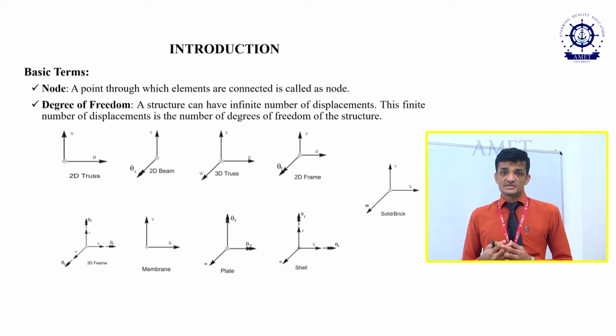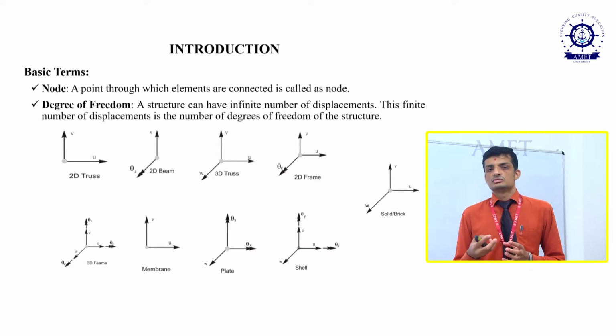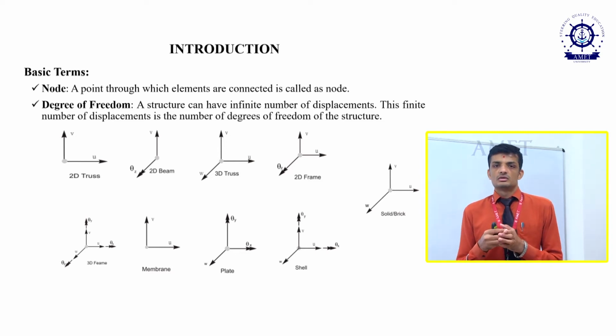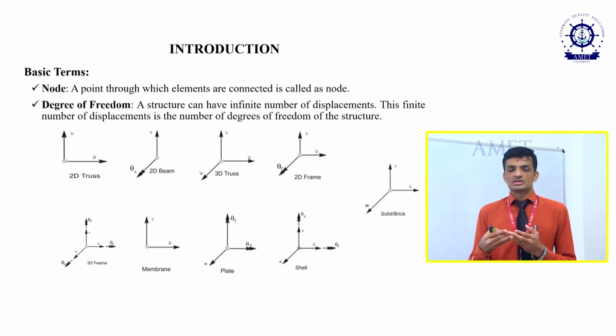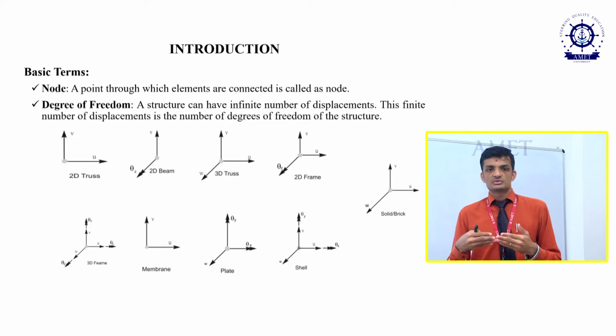After element, the next term we understand is called node. So what is a node? As I said, when you break down the problem into small elements, each element is joined together, and the common point we call a node. So elements are joined together through a node. The continuity between two elements comes through the node.